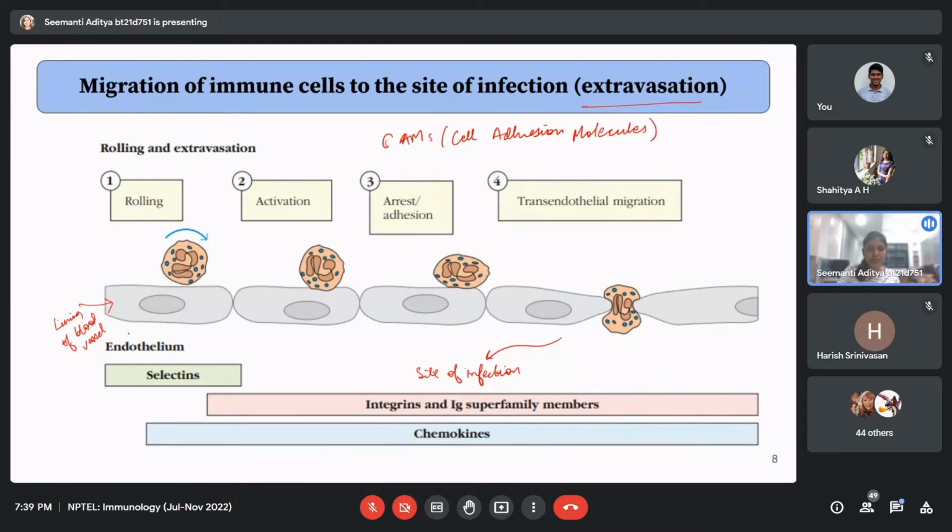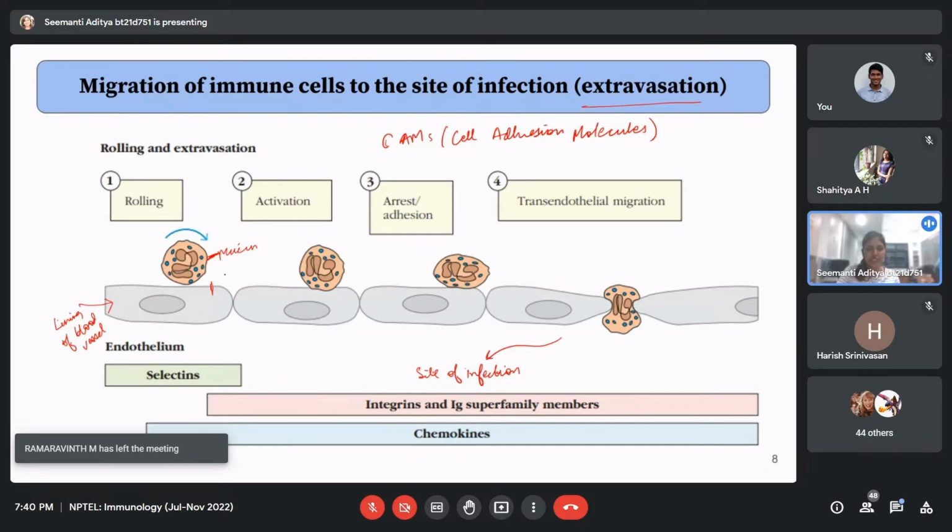And cell adhesion molecules, these are integrins, selectins, or ICAMs, as sir had discussed. So cell adhesion molecules are expressed on the surface of both the immune cells as well as the endothelial cells. Now, these are circulating cells, circulating in the blood. Whenever there is a site of infection, there is a release of chemokines, cytokines, etc. That will lead to greater interaction between the cell adhesion molecules present on the surface of both these cells.